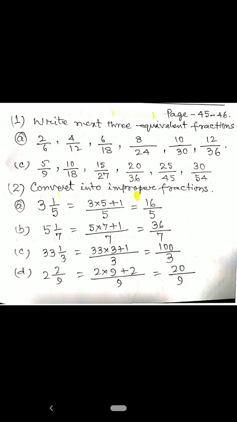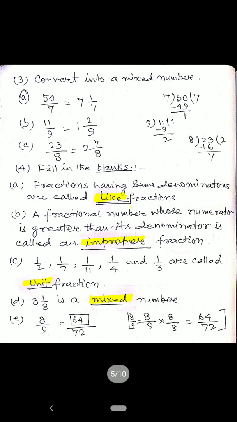Now fill in the blanks. Fractions having same denominators are called like fractions. A fractional number whose... 1 by 7, 1 by 11, 1 by 4 and 1 by 3 are called unit fractions. Question D. 3 whole 1 by 8 is a mixed number.